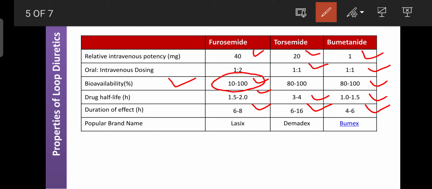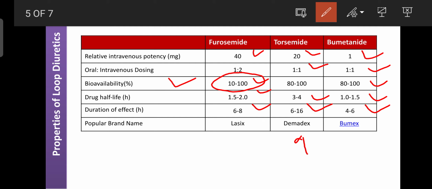Regarding the popular brand names, furosemide popularly has the brand name Lasix. Then torsemide's popular brand name is Demadex. Then bumetanide's popular brand name is Bumex. So these are the brand names of drugs like furosemide, torsemide, bumetanide. They are commonly used as diuretics for the treatment of hypertension, because these drugs inhibit the sodium potassium chloride co-transporter. Due to that, they are responsible for causing a loss of water along with sodium, potassium and chloride. They also cause the loss of calcium and magnesium.